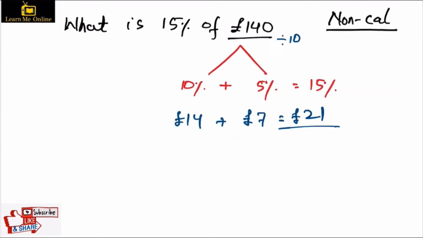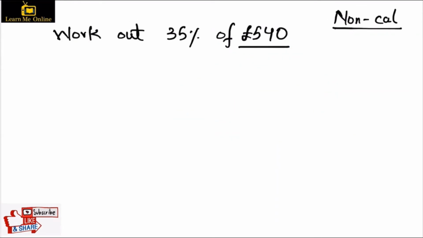Let's have a look at the next example. In the next example, they asked to work out 35% of 540. I'm going to split this 35% into 30% and 5%. If I add 30% and the 5% together, I would get 35%.